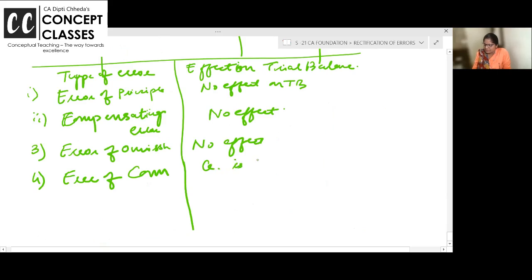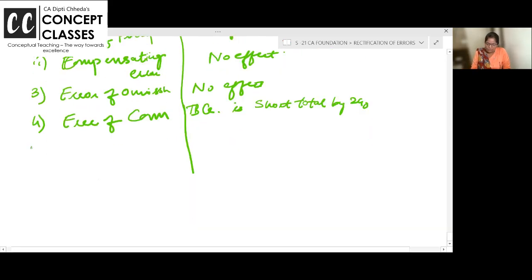Credit is short in total. Trial balance credit is short in total by 240. I hope you got it. 120 debit, 120 debit. There was nothing on the credit. The trial balance credit is short in total. So put it in suspense, and when you rectify it, the suspense account is closed.